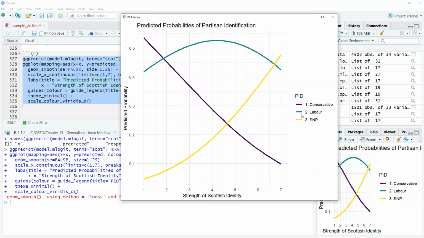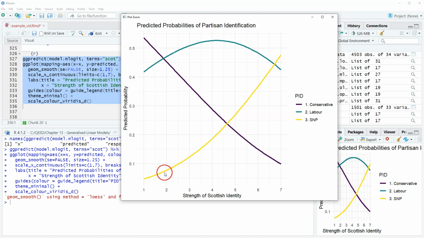For Labour, it's a fairly interesting relationship. We see that it goes up and then goes down. It's a hump shape. So we might say, as the strength of Scottish identity increases, the predicted probability of identifying with Labour increases until strength is at 5 or 6, and then it goes down. There are ways you would wordsmith this better than what I'm doing right now. And identifying with the SNP is sort of the inverse of Conservatives. As the strength of Scottish identity increases, the predicted probability of identifying with the SNP increases.